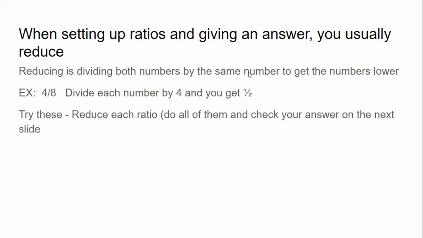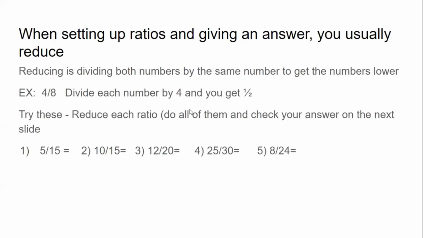All right, try these. Reduce each ratio, do all of them, and check your answers on the next slide. So go ahead and pause here, copy all the ratios or fractions, and then reduce them.